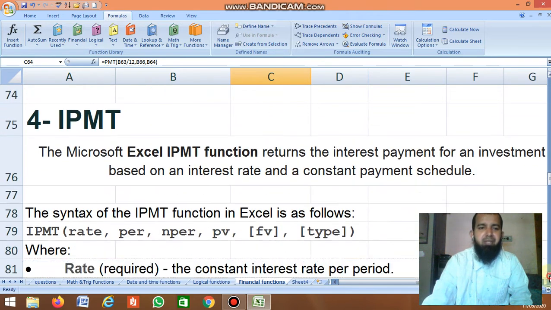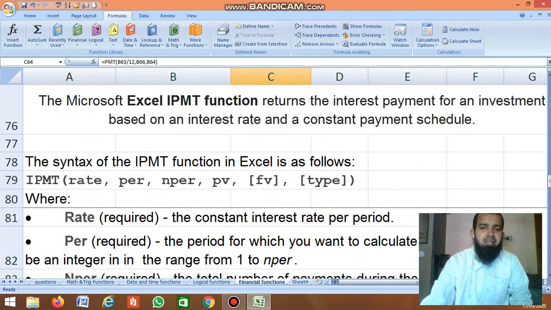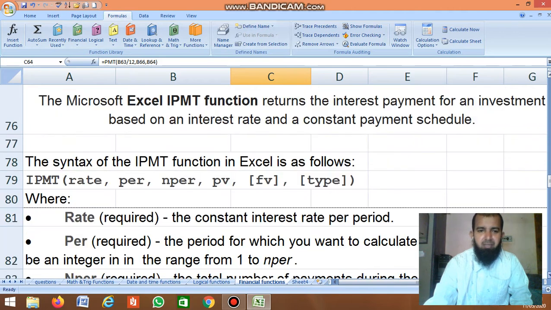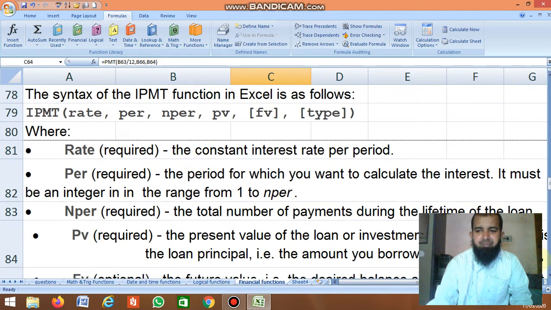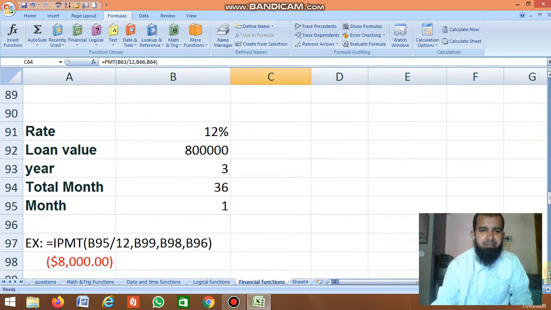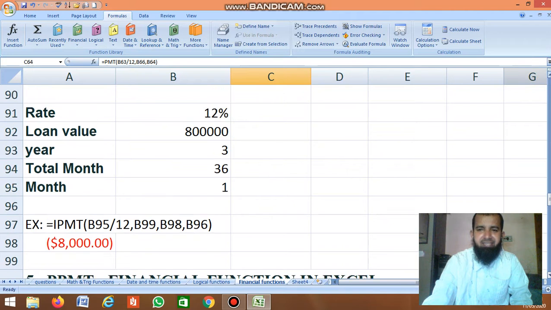Next, IPMT. You want to know only interest of the first month. Then the IPMT function is used. The Microsoft Excel IPMT function returns the interest payment of an investment based on an interest rate and constant payment schedule. Okay, this is the syntax. Take an example. Same example. We want to know what is the interest amount of the first month.